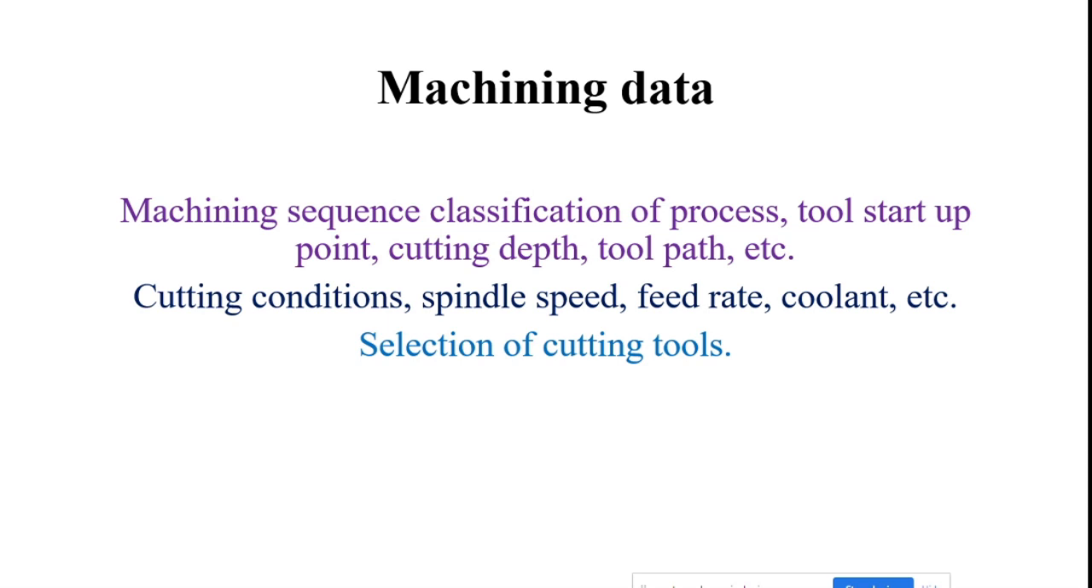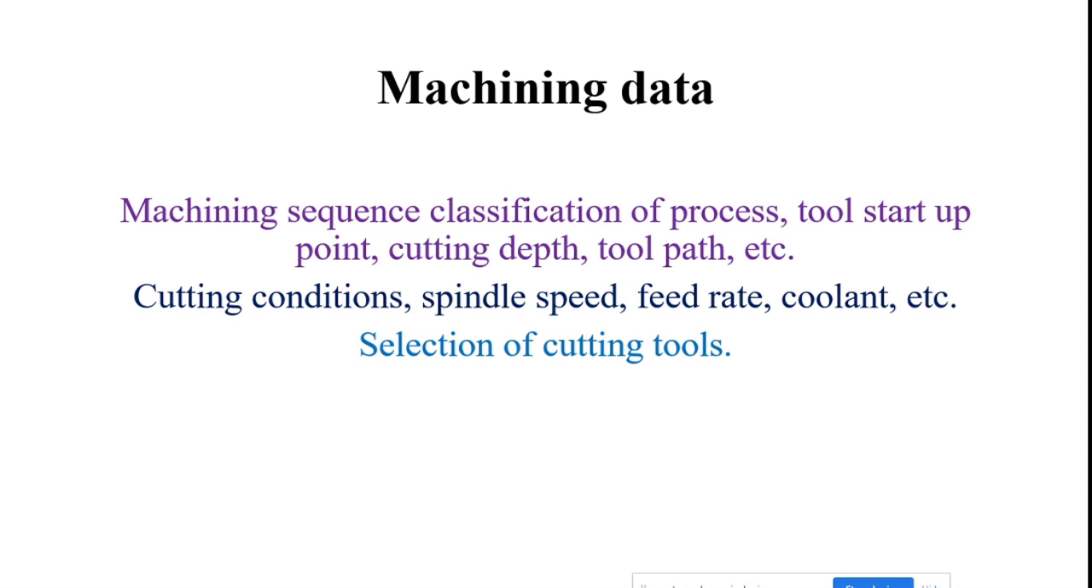After that, we should be aware of the cutting conditions. What is meant by cutting conditions? What are all the input parameters needed to operate the machine? Example input parameters are spindle speed, feed rate, and coolant requirement to operate the machine.